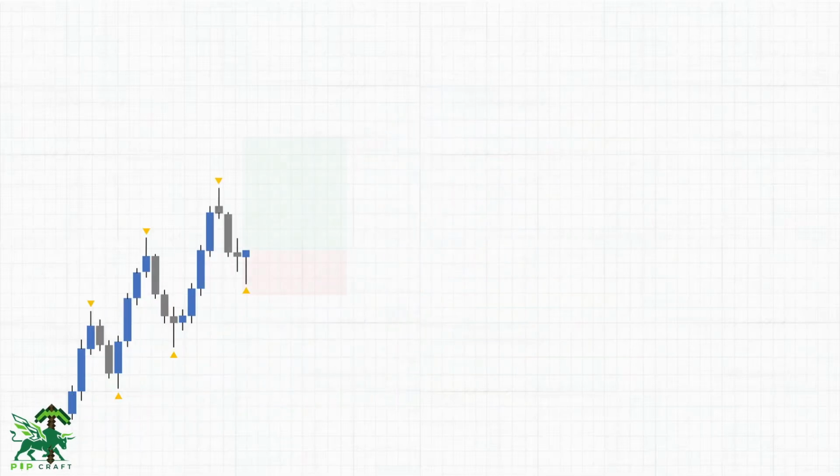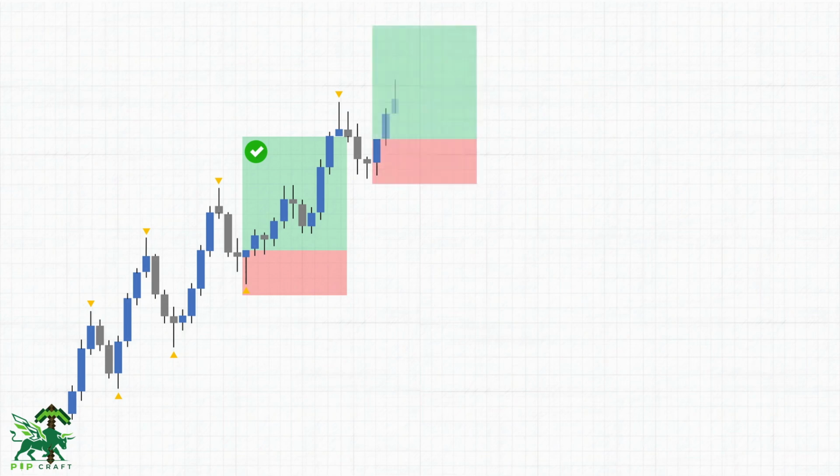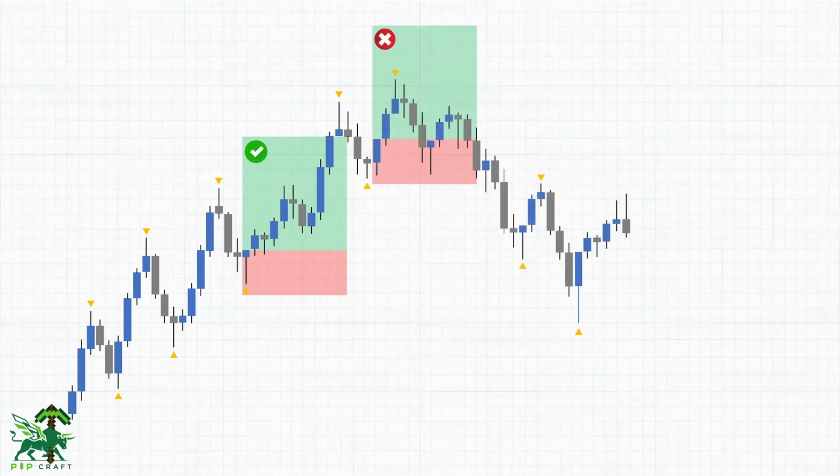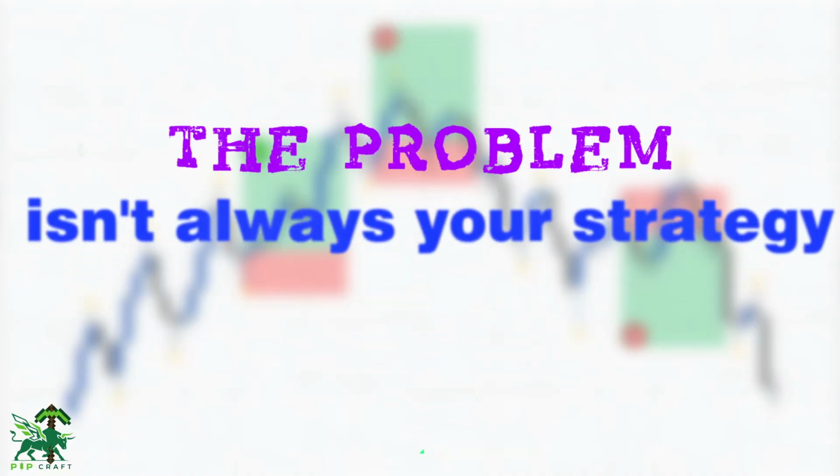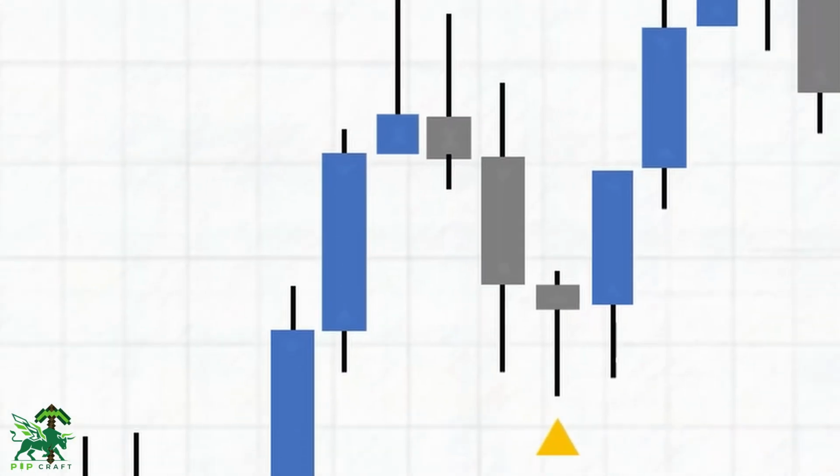You found the trend, you waited for your setup, you entered the trade, and the market stopped you out. Then, a few candles later, it moved exactly where you expected. Sound familiar? Well, the problem isn't always your strategy. Sometimes, you're trading in the right direction, at the wrong time.